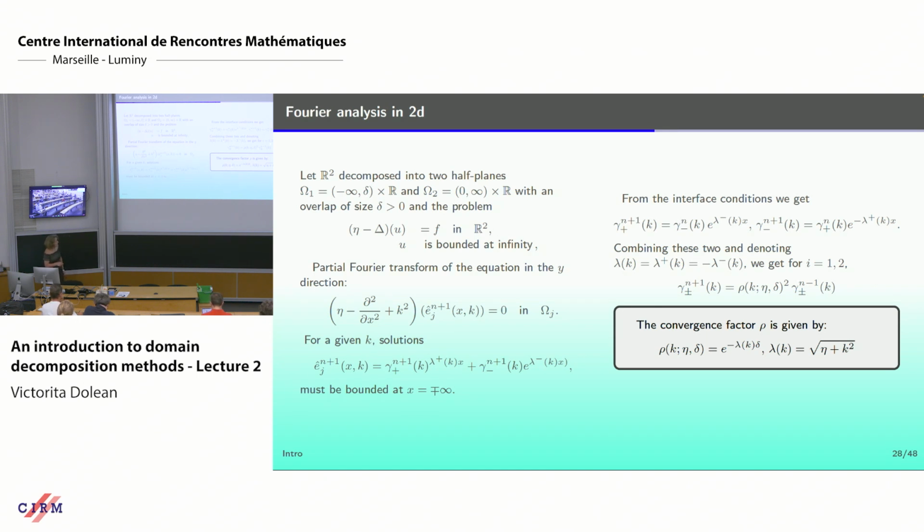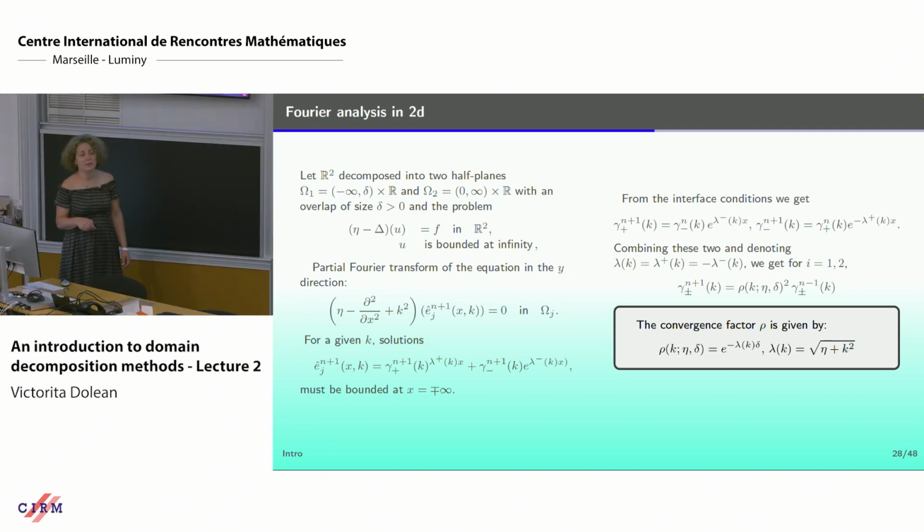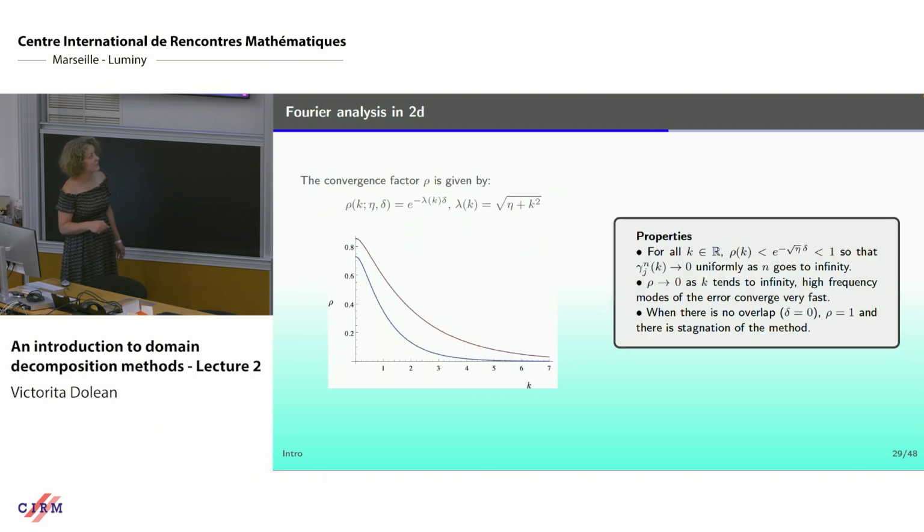Let's have a look at this quantity again. You can see clearly that it is strictly less than 1 when delta is strictly positive. If delta is equal to 0, so you have 0 overlap, this will be equal to 1, so the algorithm is not convergent. So this is how the convergence factor looks.